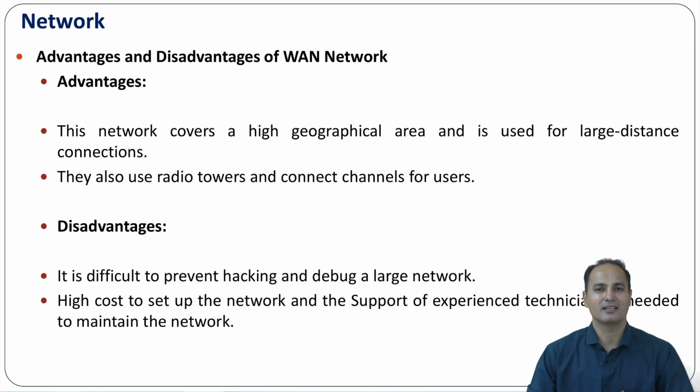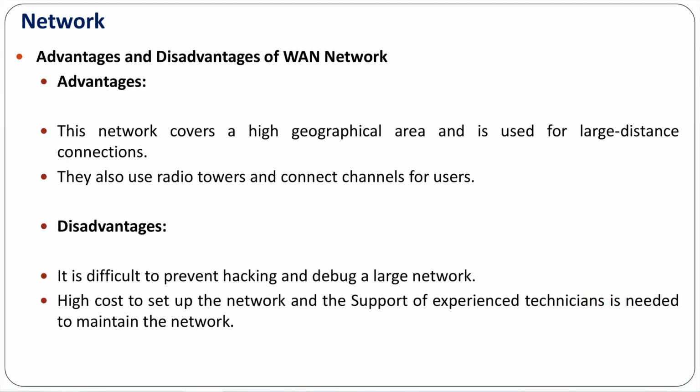There are various advantages and disadvantages of WAN network also. Among them, the advantage is that this network covers a high geographical area and is used for large distance connections. So it allows us to cover the whole world in one sense. It covers a vast range of geographical areas to communicate and transfer data. It also uses radio towers and connect channels for users. This is another advantage of using a WAN, as it gives us various towers available across the globe to transmit data.